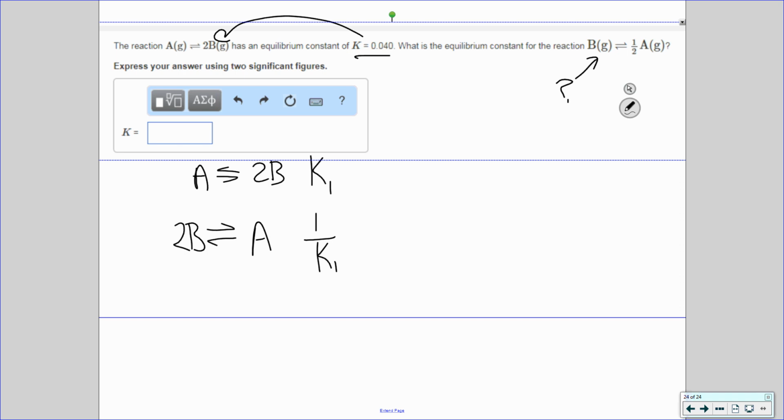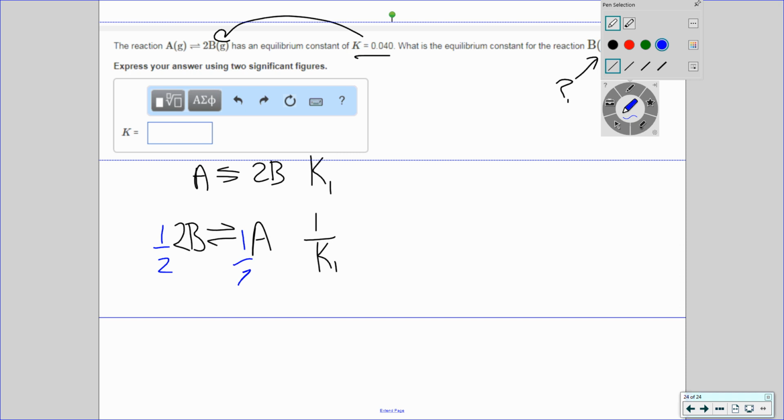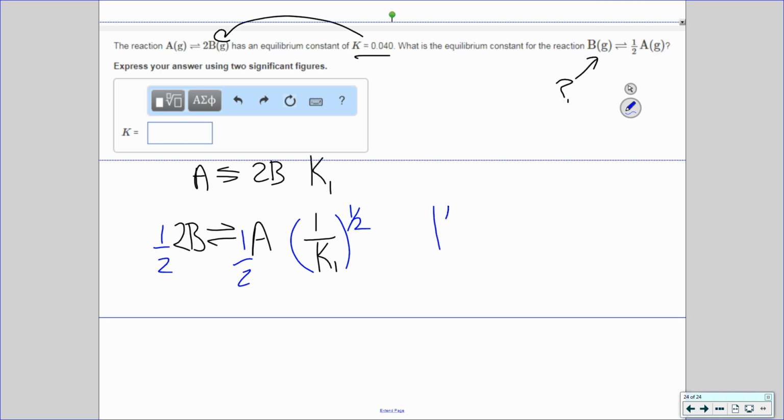But is that still equal to this? What do I need to do? I need to divide everything by 2. If I divide everything by 2, that's the same as taking it to the 1/2 power, or the square root. So K is equal to the square root of the inverse of K1 on that one. Does that make sense?